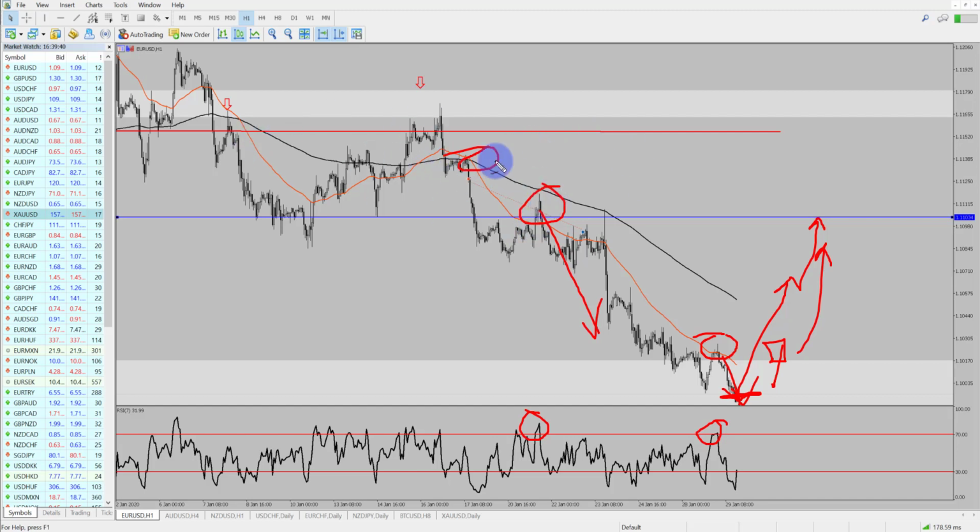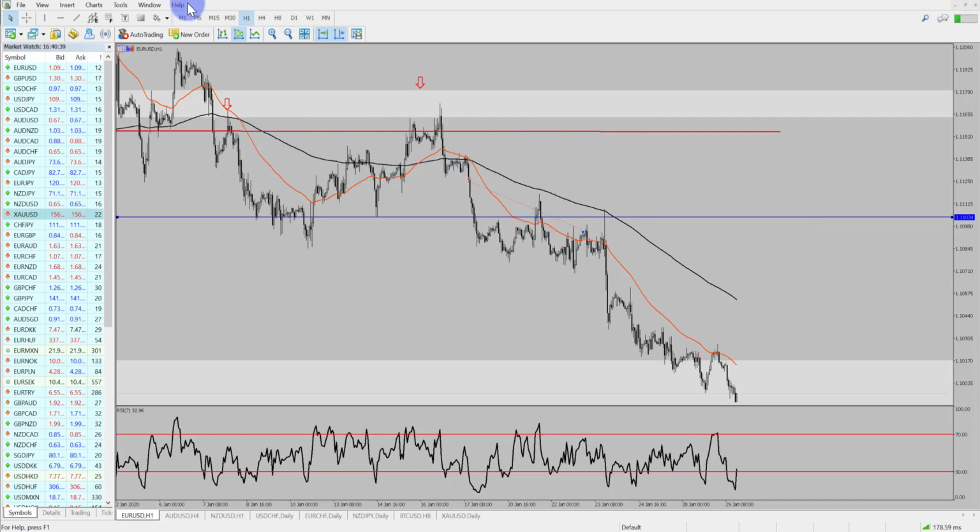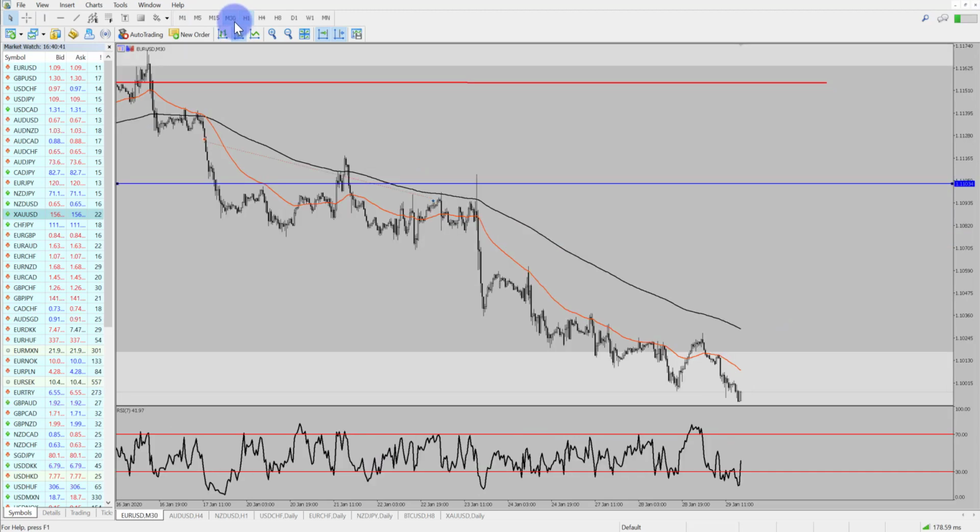I look for opportunities in line with that, and again you could dive in to that 30-minute time frame and look for other possible shorting opportunities in line with your bias. Okay, so that's all I look for really on a day-to-day basis.